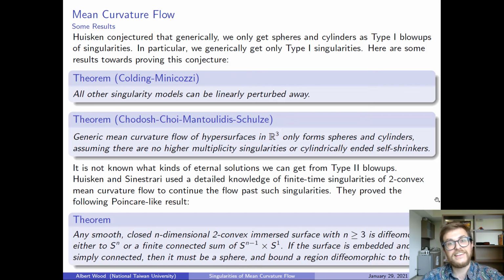Okay, so that's the end of the first lecture. In the second lecture, I'm going to change tack and talk about Lagrangian submanifolds. Lagrangian submanifolds, it turns out, are actually preserved by mean curvature flow, which means that mean curvature flow is a viable tool for use in studying Lagrangians and special Lagrangians. And the singularities in that case are also very interesting because very much unlike in the generic mean curvature flow case where we only get spheres and cylinders, we'll see that the singularities of Lagrangian mean curvature flow generically are completely different. So I look forward to seeing you there.